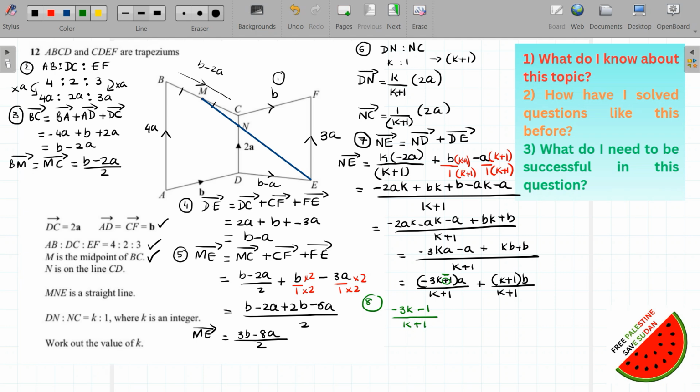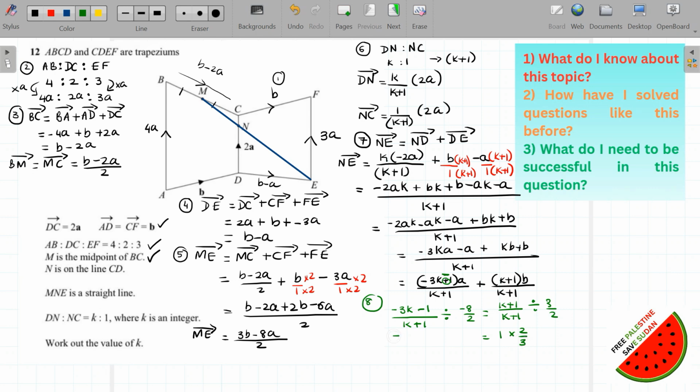This coefficient divided by the coefficient of a in ME. What was the coefficient of a? It's minus 8 over 2, divided by minus 8 over 2, is equal to the coefficient of b over here, k plus 1 over k plus 1, divided by the coefficient of b over here, 3 over 2. The good thing is these two can cancel each other out, so I'm left with 1 times 2 over 3, which is nice and convenient.